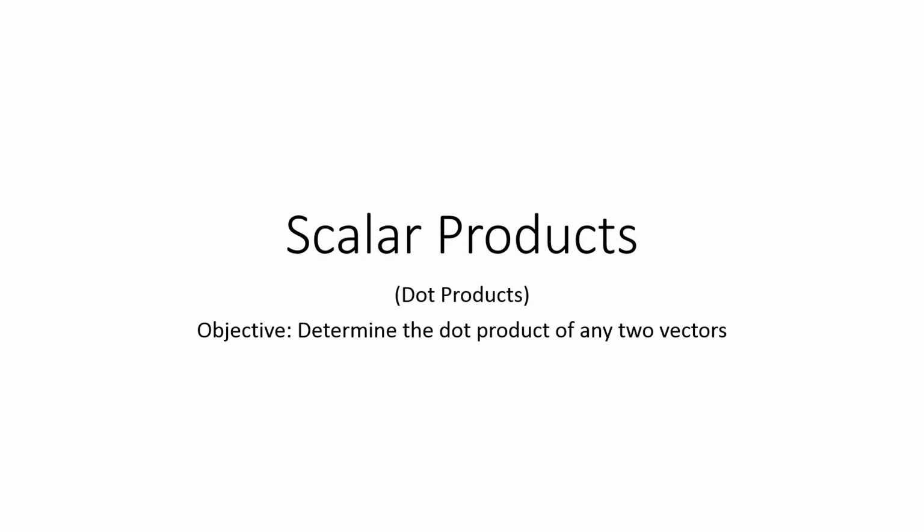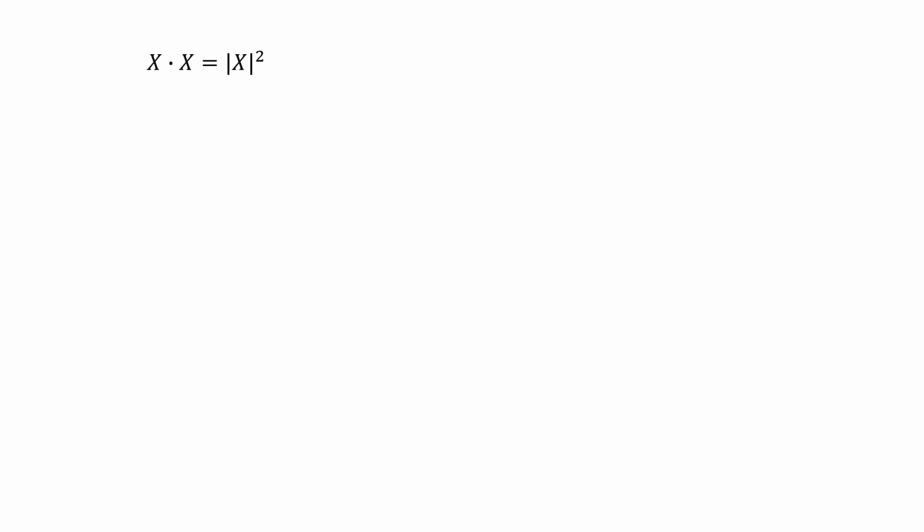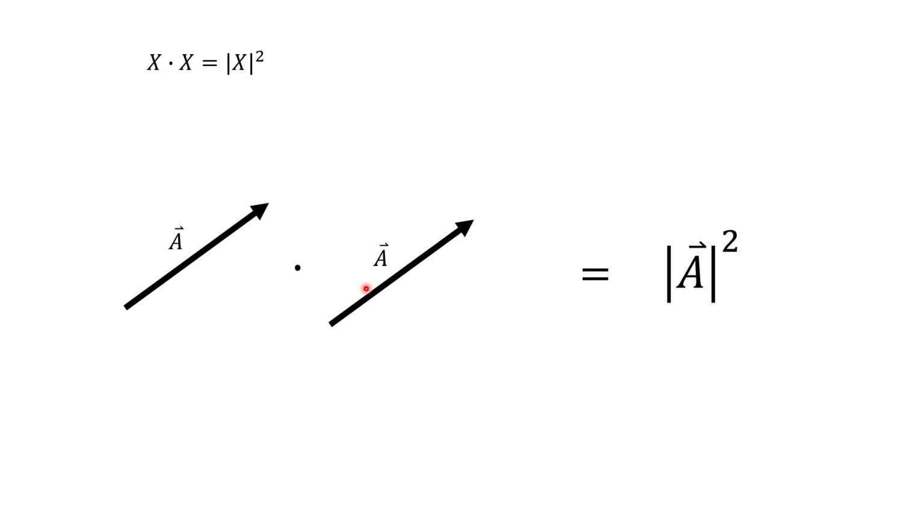In this video, we will discuss solving the dot product of any two vectors. If you multiply a scalar number by itself, you get the square of that number's magnitude. It is useful to have a similar operation for vectors, where if you multiply a vector A by itself, you get back the square of the vector's magnitude.